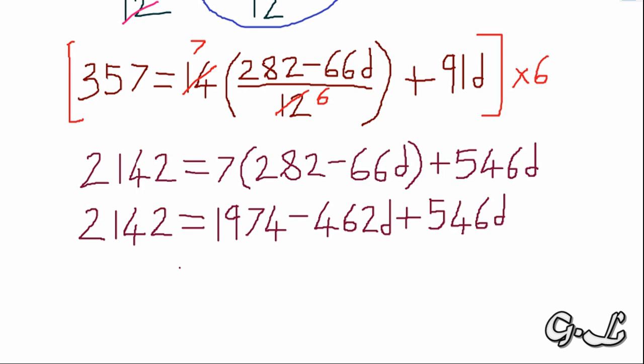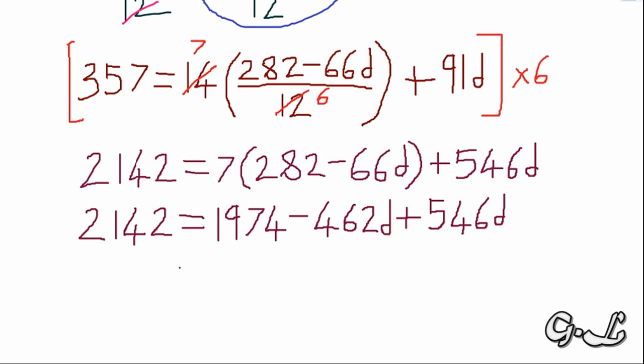So 1974 is going to the left hand side, and it will attain a negative, like that. And then those are going to remain like that. So let's try to do the further calculations. On the left hand side, when you calculate, it will give you 168, and on the right hand side, it will give you 84D, like that.